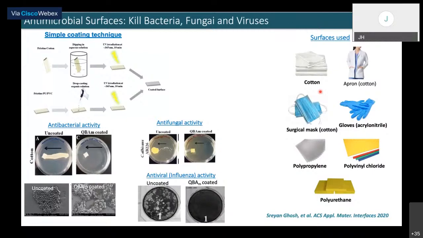This is the normal cotton surface. A huge amount of bacteria, we can see the lawn of bacteria. When you put it onto the coated surface, you don't see any bacteria alive. In this AFM image, you can see a huge amount of live bacteria and their nice structure, whereas on this one, they are completely killed. The bacteria cannot survive.